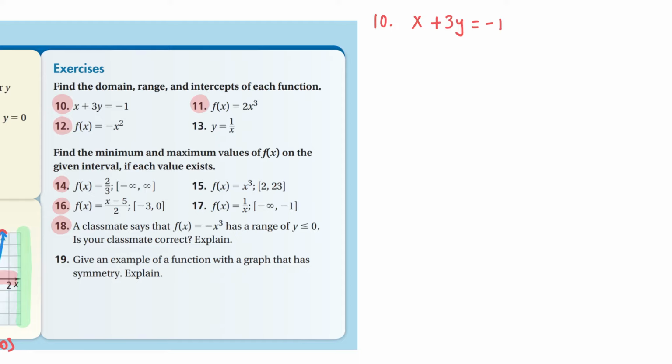You're going to isolate the y variable. So you have to subtract x from both sides. You're left with 3y equals -x minus 1. And then what you do next is you divide by 3. So you have y equals -x divided by 3 minus 1/3.